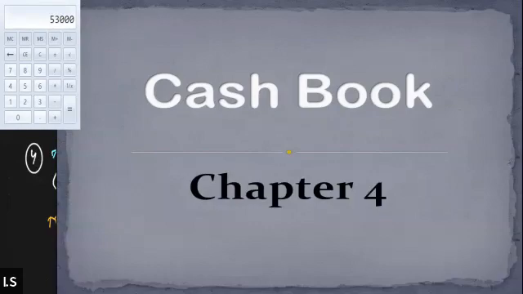All right, everyone. So we are starting this chapter. Vanisha, Laviva, Ritika, and Janab. The name of this chapter is Cash Book. As per our syllabus, this is our fourth chapter.